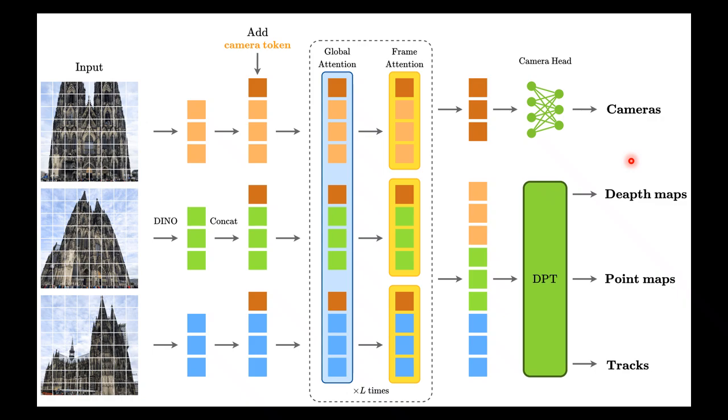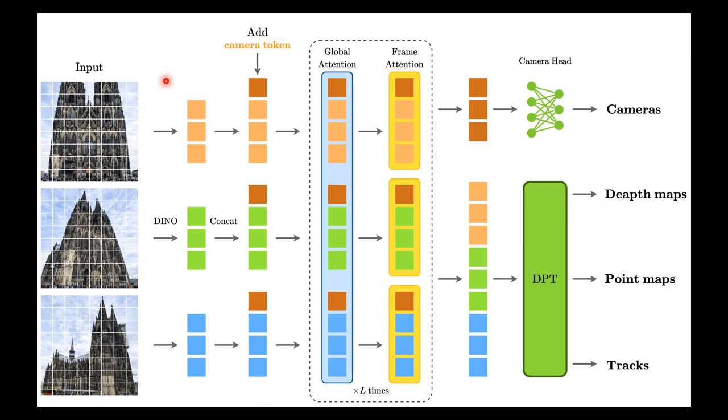But VGGT wants to prove that all these 3D tasks can be done by using a single forward pass through a specially designed transformer. VGGT stands for Visual Geometry Grounded Transformer, and so we want to create a set of representations that are shared and geometry aware. So the architecture is very simple.